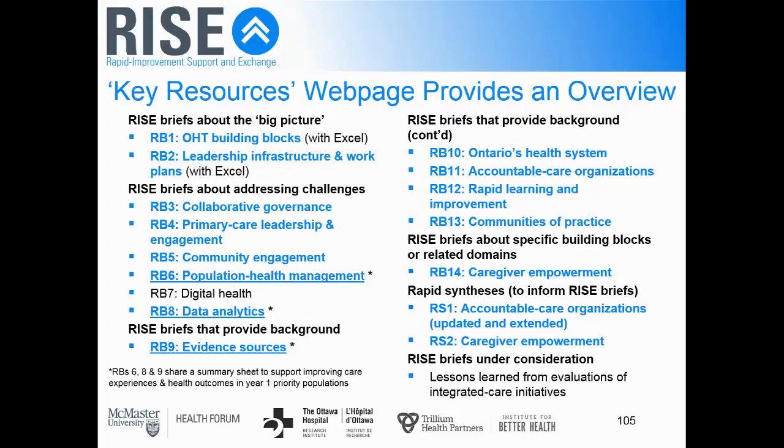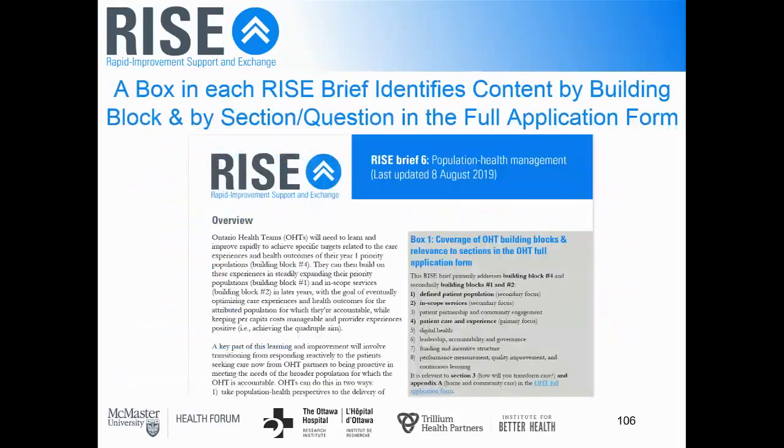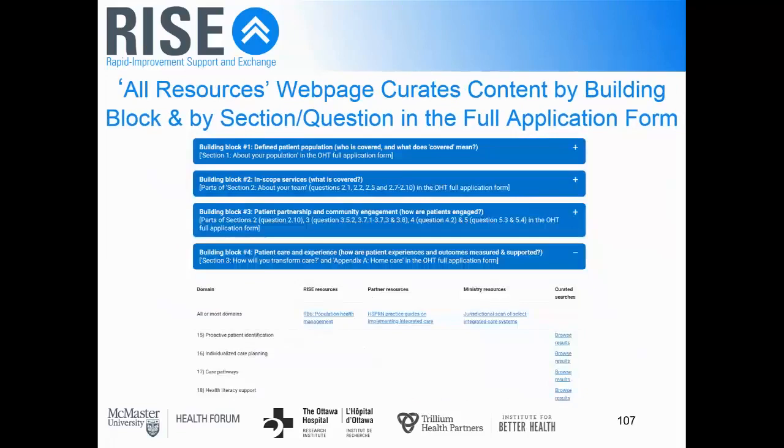The three that are underlined are part of a package, and they all link out to the same summary sheet. So for population health management, if you want a two-pager, that can be linked to from any of those three documents. Every RISE brief has a box in the top right corner on the cover page that talks about how it links to the building blocks and how it links to the full application. What matters to you right now is the building blocks, but when you move on to the stage of the full application, the connection to the relevant section or questions will help you.